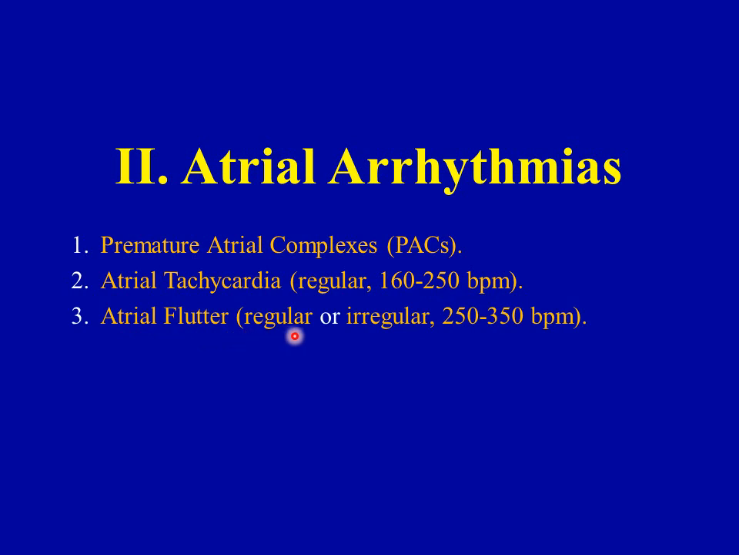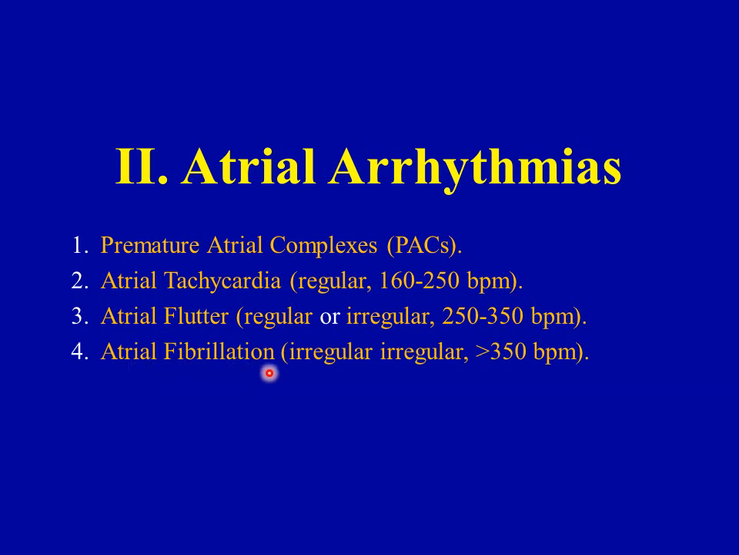It could be regular or irregular, as we'll see in the respective example, and the atrial rate here is between 250 to 350 beats per minute. If we have an atrial rate above 350, then it is an atrial fibrillation, and it is irregular. It is an entirely irregular type of arrhythmia.